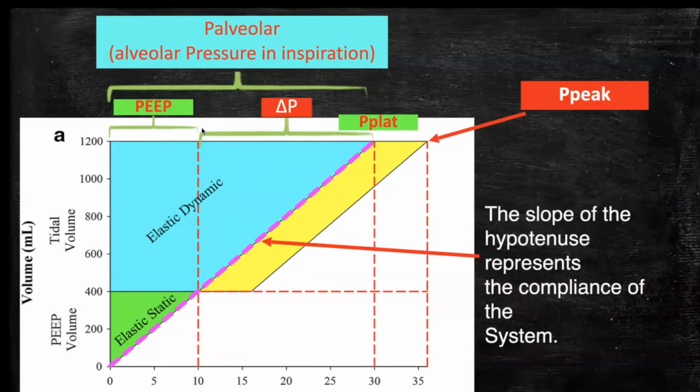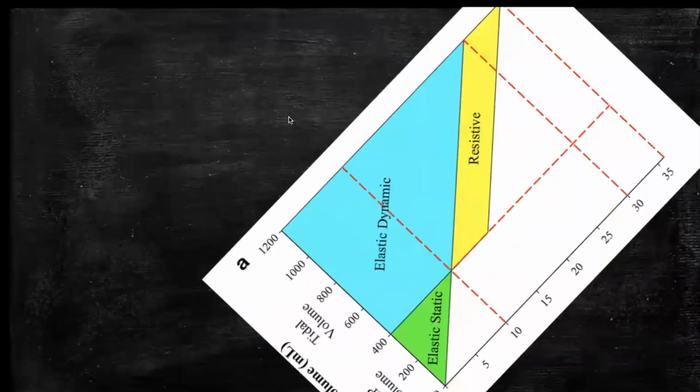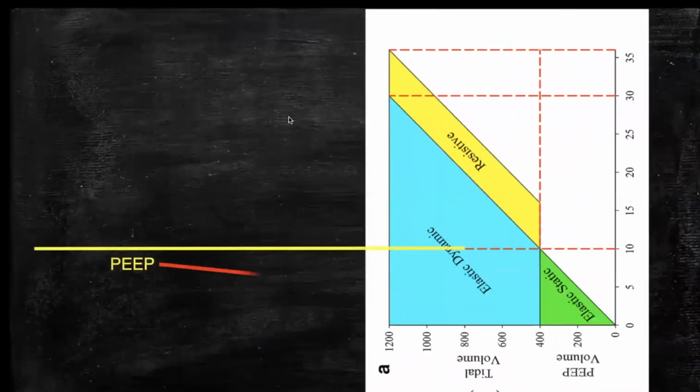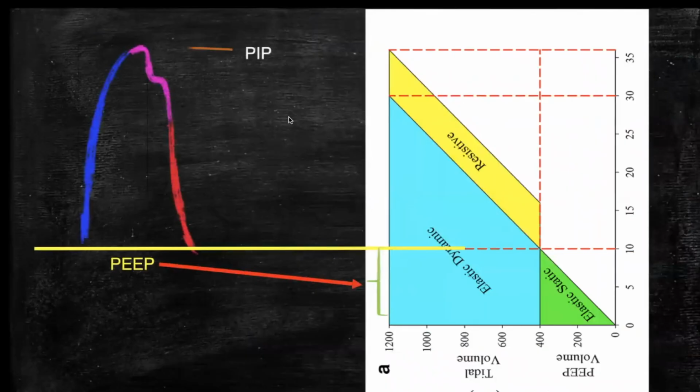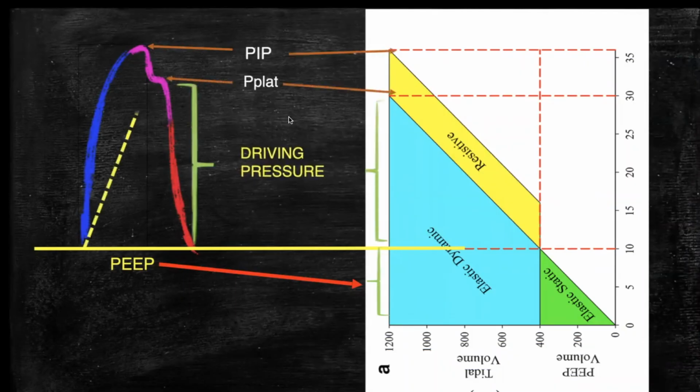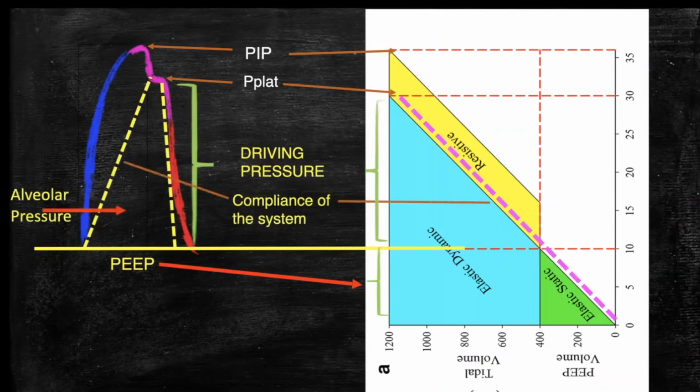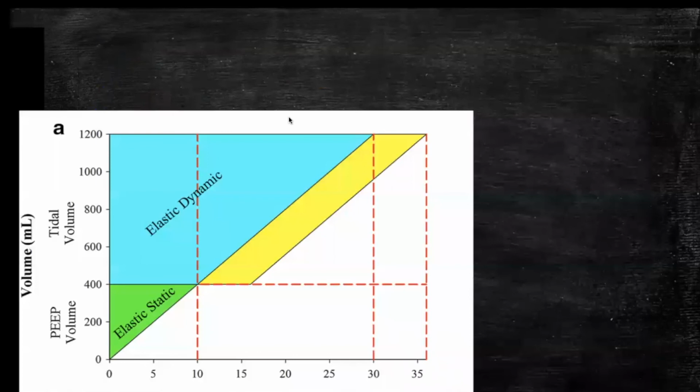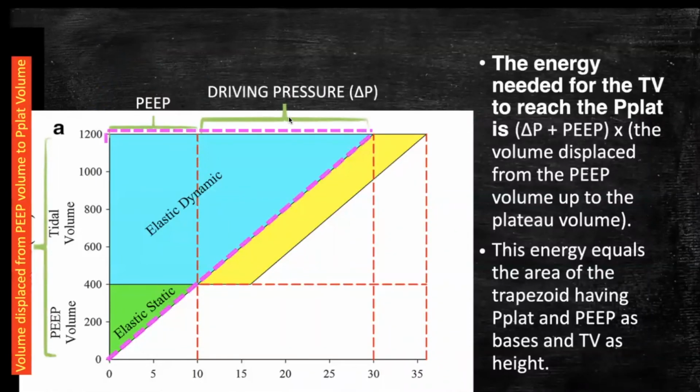So naturally, the Plateau pressure minus PEEP is the driving pressure. When we rotate it by 90 degrees and keep it beside the pressure time scalar for comparison, we can clearly see that this is PIP, this is Plateau pressure, this is our driving pressure, and this part is the compliance of the system, the slope. So the energy needed for the tidal volume to reach the Plateau pressure is basically the product of this and this. That means PEEP plus driving pressure multiplied by the volume displaced, that is PEEP volume and tidal volume. This is basically the energy load.